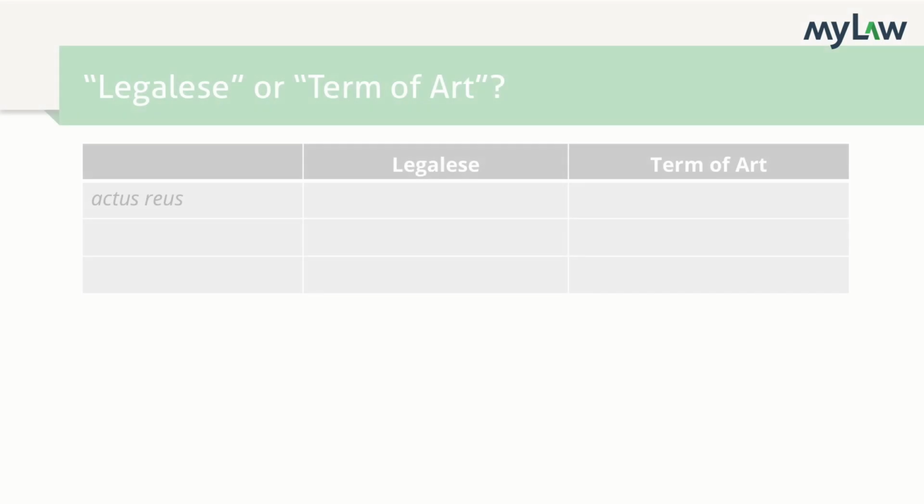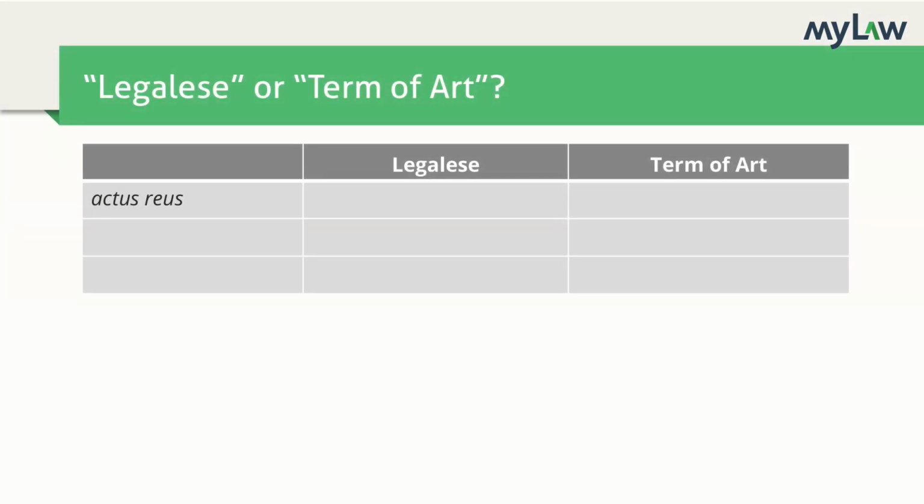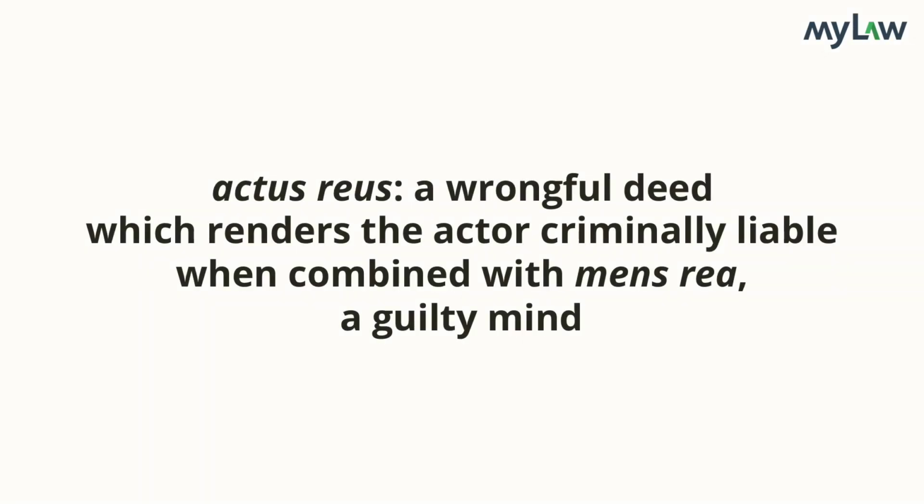See, for instance, the term actus reus. Many of you may already know this term and have views about its utility in legal writing. Anyone who has done an introductory course on criminal law will be familiar with that term. So when we see it in a piece of legal writing, should we replace it with a plain English alternative? How do we analyze this question? We can start our analysis by looking at its definition in a legal dictionary like the Black's Law Dictionary. The definition for actus reus is a wrongful deed which renders the actor criminally liable when combined with mens rea, a guilty mind.